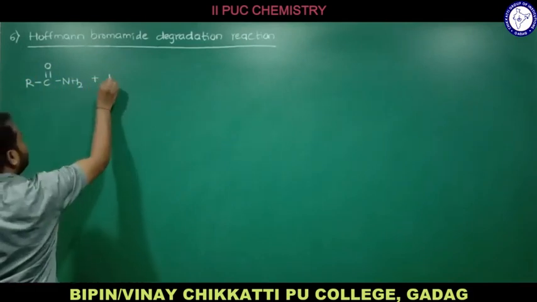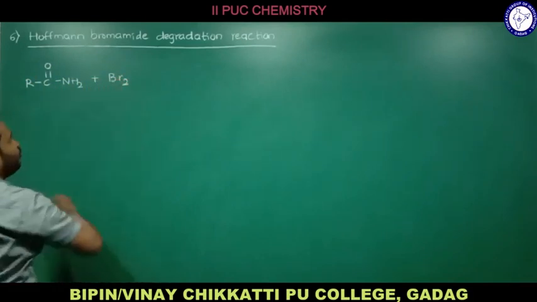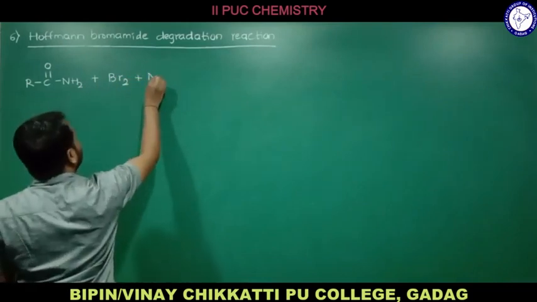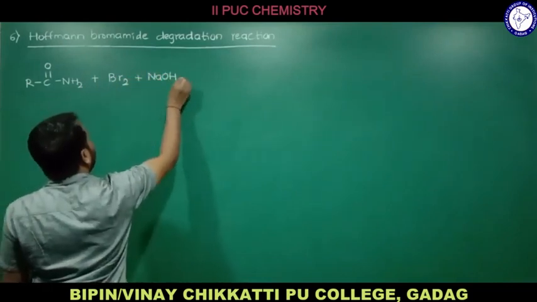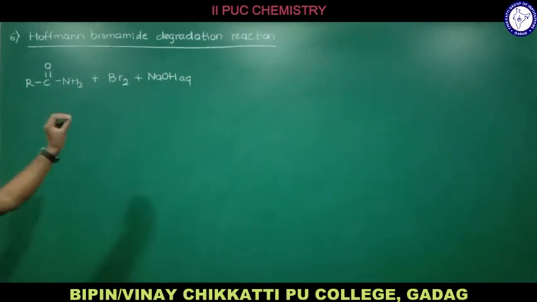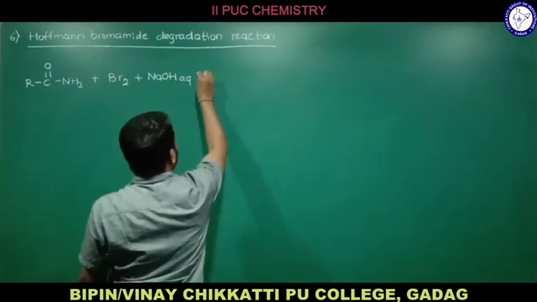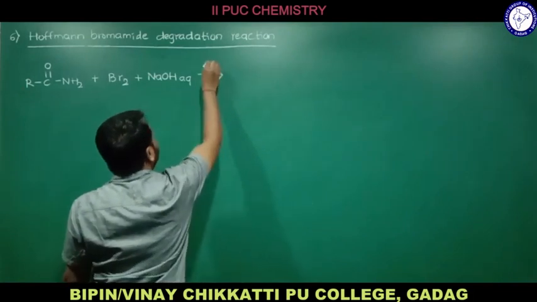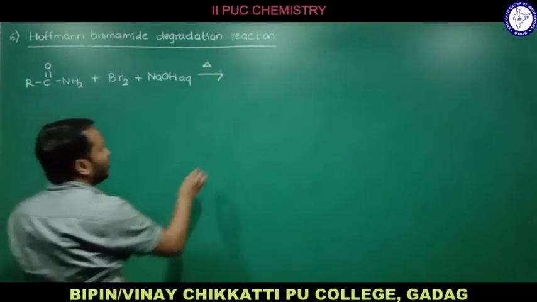When an amide is heated in the presence of bromine and aqueous sodium hydroxide, NaOH aqueous, of course heating we need to consider, and we get an amine.